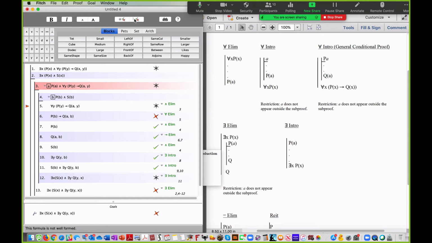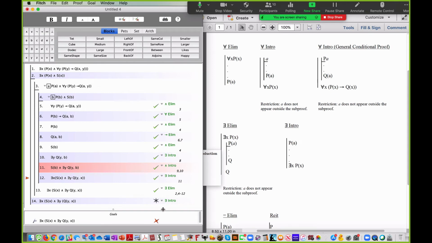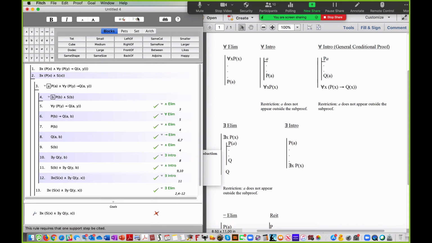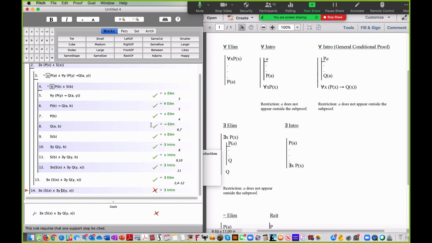Let's look at where the mistakes are. Starting up here at line 1, formula is not well formed. Oh, okay. And this formula is not well formed. Thank you. And that formula is not well formed. Excellent. That one is not well formed. Does everybody see how I keep forgetting parentheses? Oopsie. And let's see. Don't need that. Okay.